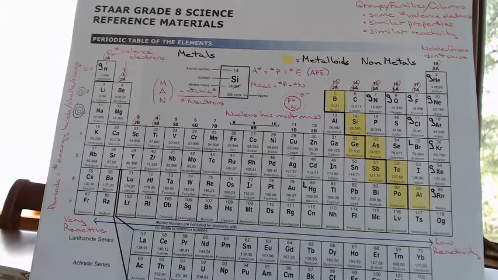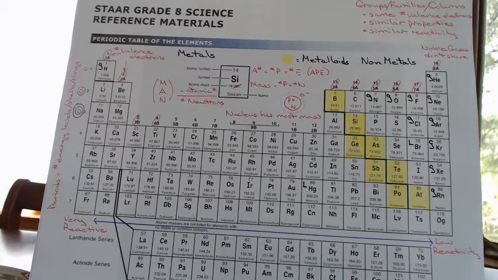Okay, so our groups or families are the columns, and like your family, you share characteristics with your family. All of the groups or families or columns have the same number of valence electrons, indicated by the number on the top. They have similar properties, in other words, they act pretty much the same, and they have similar reactivity. In other words, they bond with other elements in a similar manner.